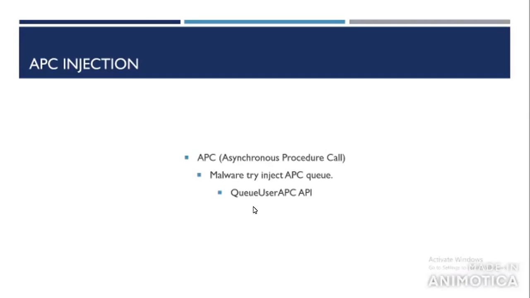To check whether the malware is related to APC injection, we can check for the presence of the QueueUserAPC API in the binary.